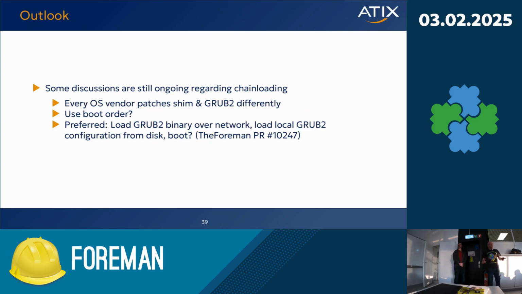And also, it's not done yet. You can use it, but there are some discussions still ongoing. One discussion is, during development, we found out that every OS vendor patches its shim and grub differently. So in regards to chain loading, if you load the shim, and it loads the grub, and you want to make the grub exit from exit 1, then Debian, for example, behaves differently than the other OS vendors.